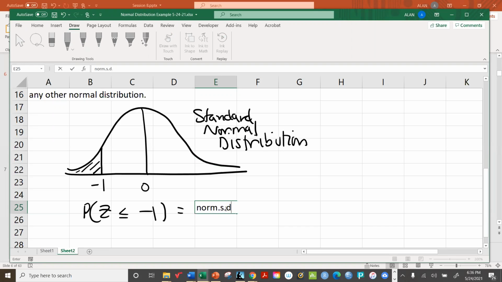Okay, so I'm going to use norm.s.dist. And I only need two things: the value that I'm looking for, or the Z-score, and the cumulative. For cumulative, just put true or 1. So it's 0.84. Oh, sorry, I missed it. It's supposed to be -1. 0.15, let's round that to 0.1587.